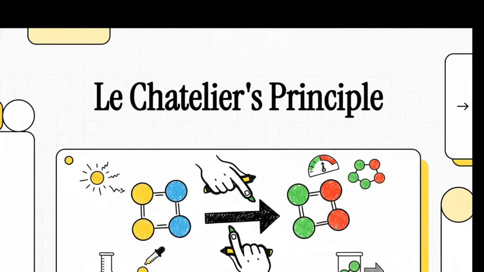Have you ever looked at a chemical reaction and thought, it's just doing its own thing, completely out of your control? Well, what if I told you there's a simple, super powerful rule that lets you actually boss a reaction around? A way to push it and pull it to get exactly what you want. Today, we're going to master Le Chatelier's principle.